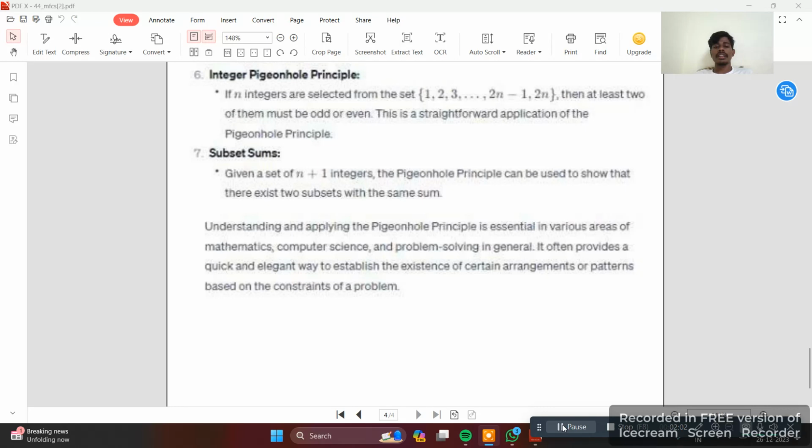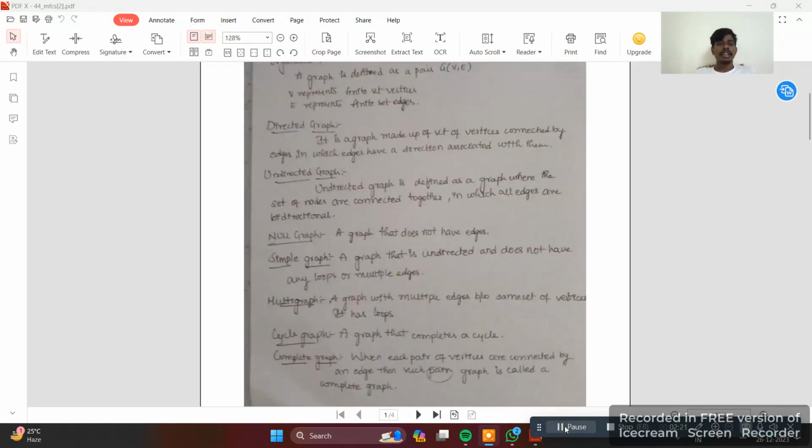Understanding and applying the pigeonhole principle is essential in various areas of mathematics, computer science, and problem solving in general. It often provides a quick way to establish the existence of certain arrangements or patterns based on the constraints.